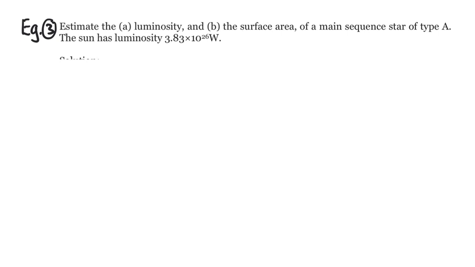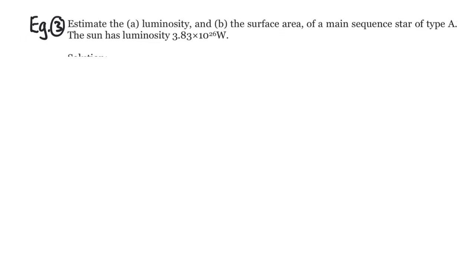So let's now do some mathematics. Let's look at a mathematical problem. It says, estimate the luminosity and the surface area of a main sequence star of type A. The sun has a luminosity of 3.83 times 10 to the 26 watts. Remember, watts is the unit for power, the unit for luminosity, which is joules per second.